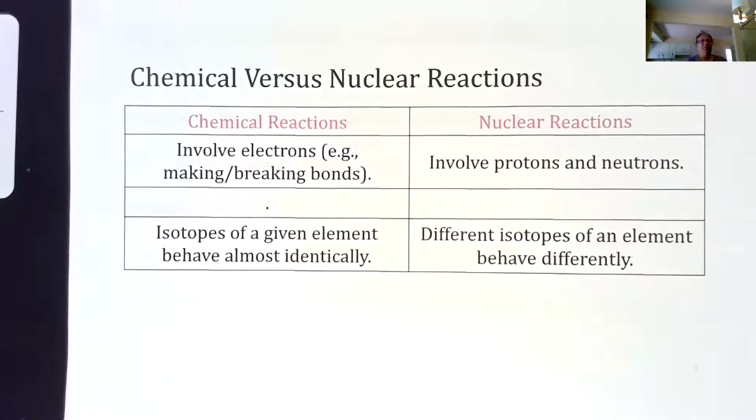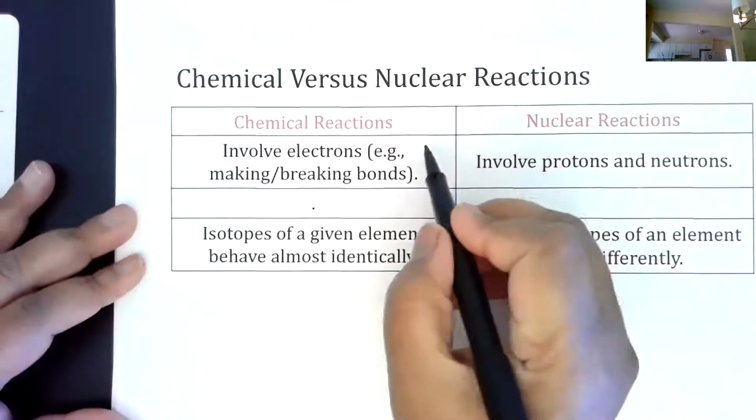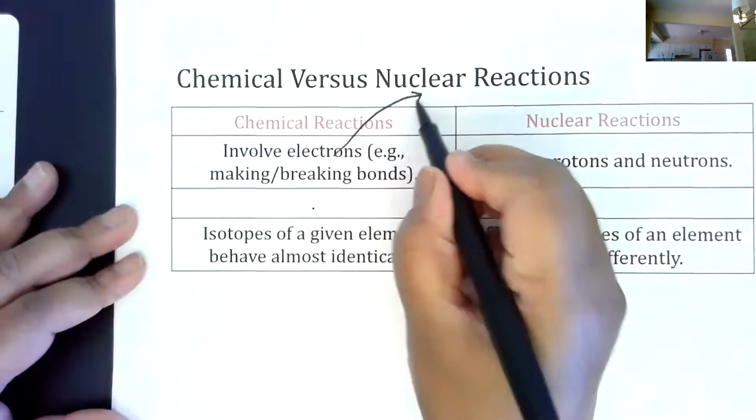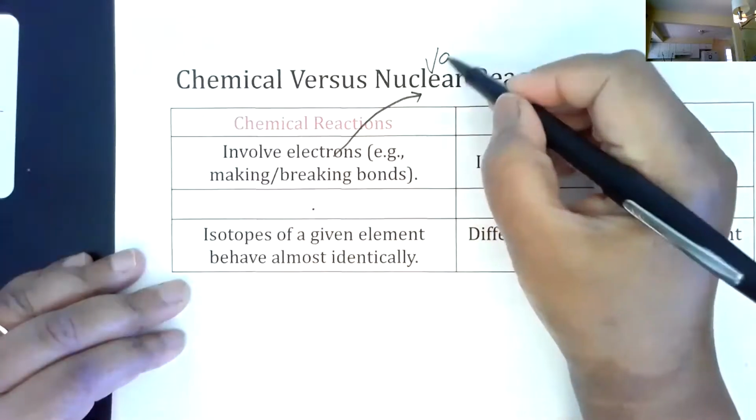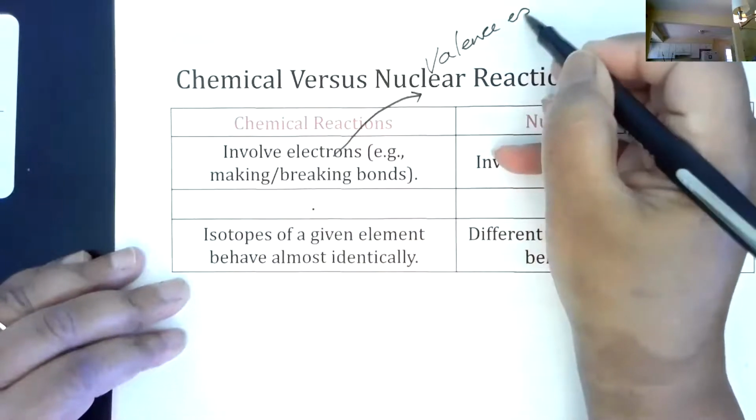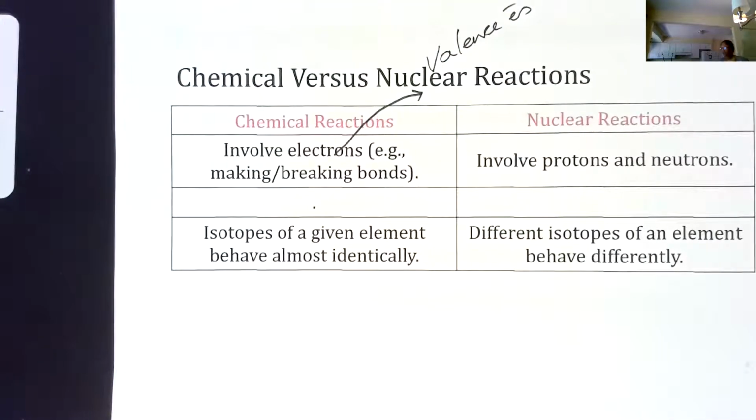There are other differences. Chemical reactions involve electrons. Example, making and breaking of bonds, right? Only electrons. And that too, what electrons? There are several electrons in an atom. What electrons are involved in chemical reactions? Anybody? What type of electrons are involved? The ones from the outer shell. The ones in the outer shell, that's right. And they are called valence electrons, okay?